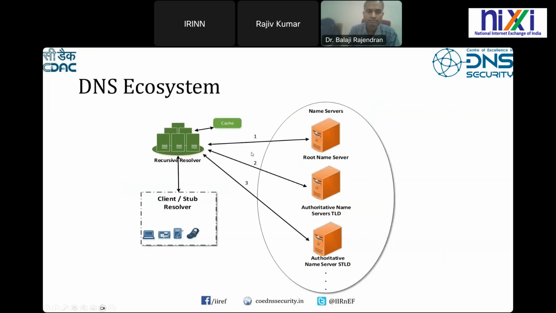The recursive resolver sends the queries to the root name server, which refers it to the authoritative name server for the TLD, and finally it goes to the authoritative servers for the second level domain and third level domain, until the answer is obtained. Typically we use the word authoritative name server here. And it is called a recursive resolver because it is recursive.